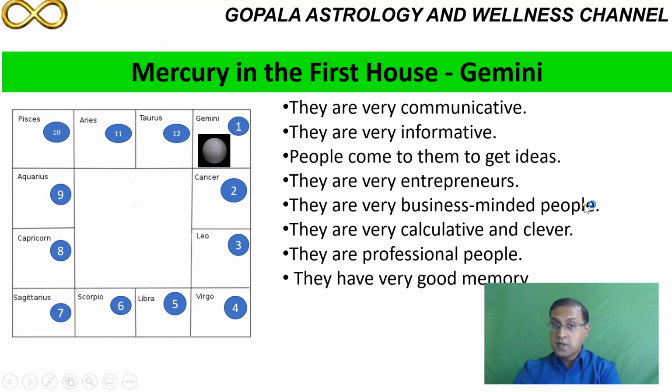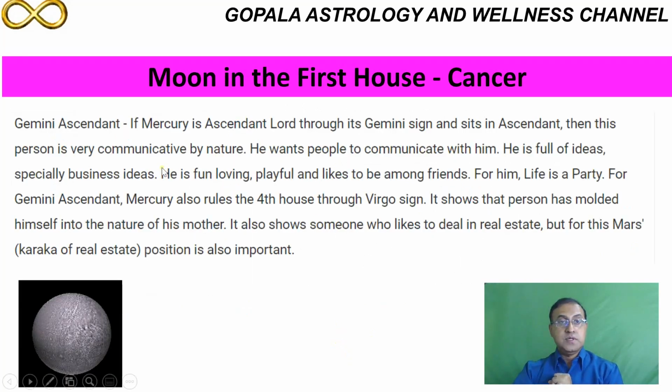So they are entrepreneurs, they are very business minded. Mercury is all about communication, business, and a very calculative brain. And they're very professional people, and remember, they have very good memory power. They're very good in mathematics as well. Okay, and in other words, since they are very good in communication, they can be very good salesmen.